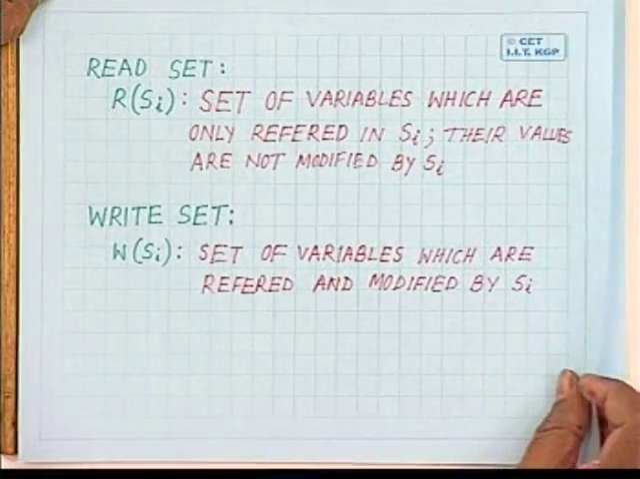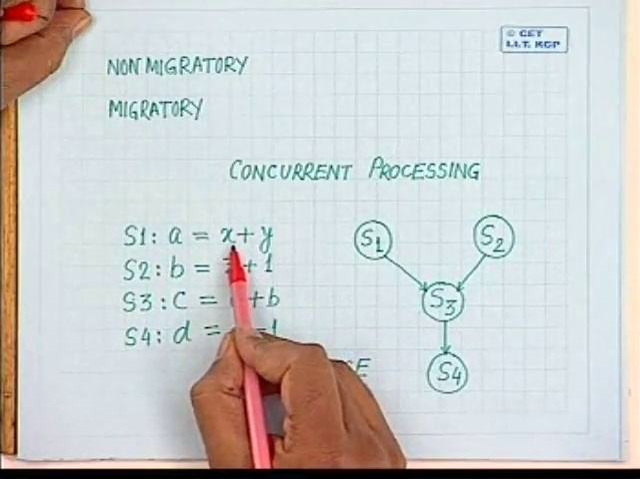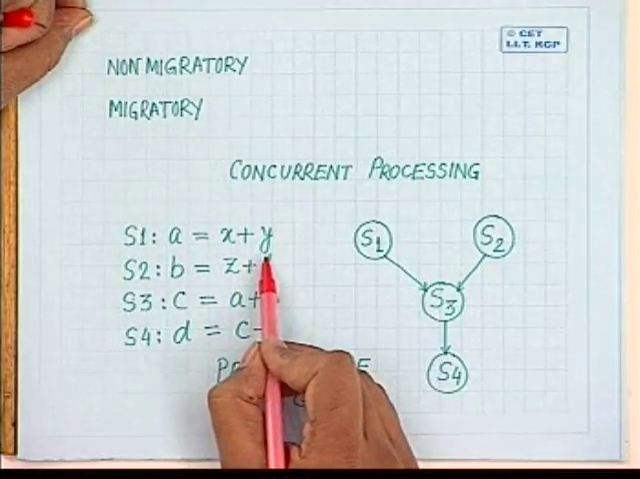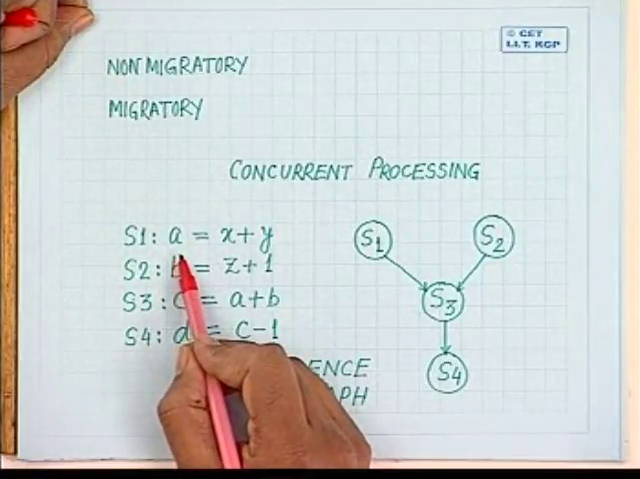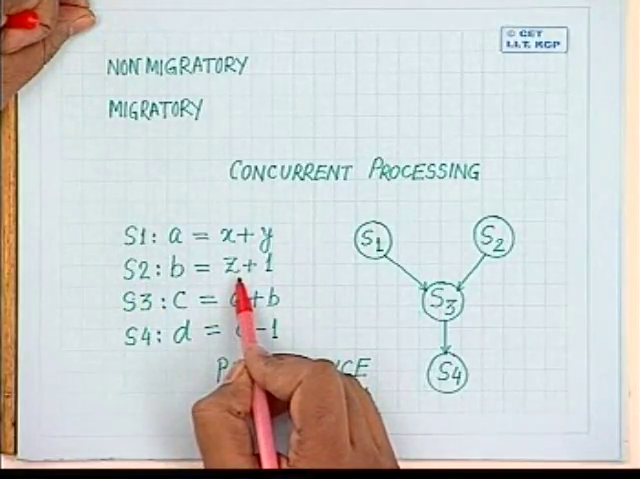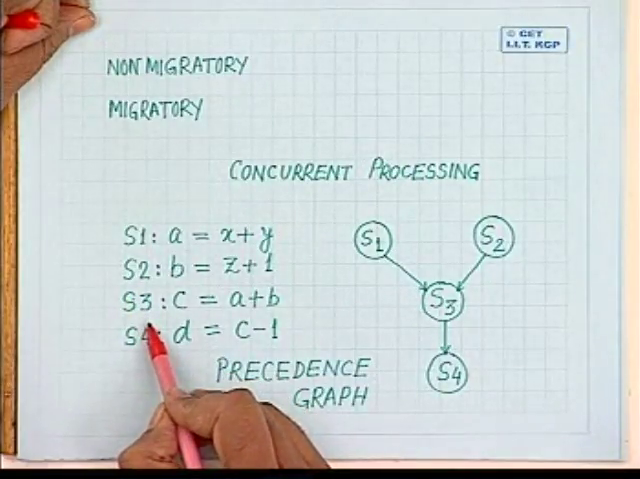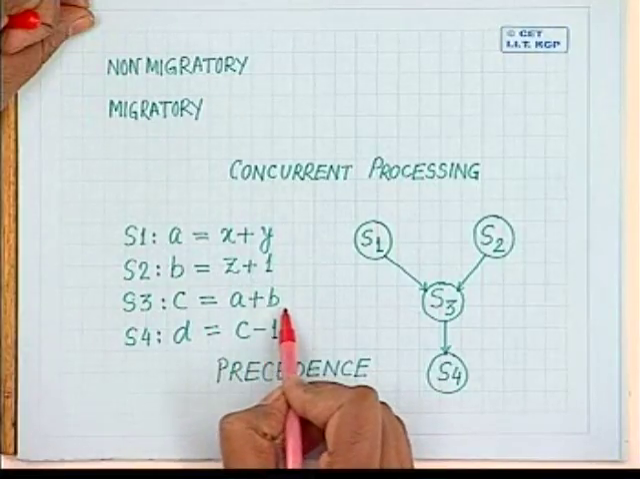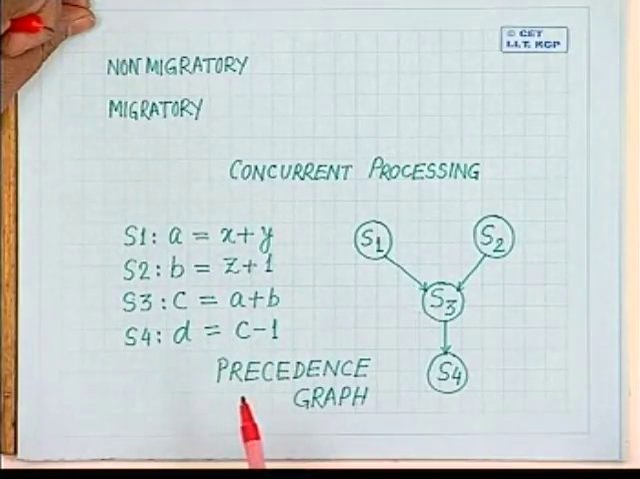Okay. So coming back to this example that we have taken for these four statements S1, S2, S3, and S4, you will find that for statement S1, the set of variables X and Y, these are only referred, but their values are not modified by S1. Whereas the variable A, its value is modified by S1. Similarly, S2, Z is not modified by S2, whereas B is modified by S2. S3, it modifies C, but it does not modify A and B. Similarly, S4, it modifies D, but it does not modify C.